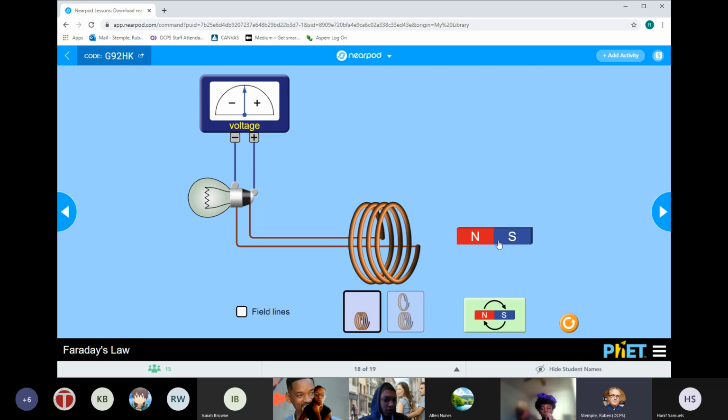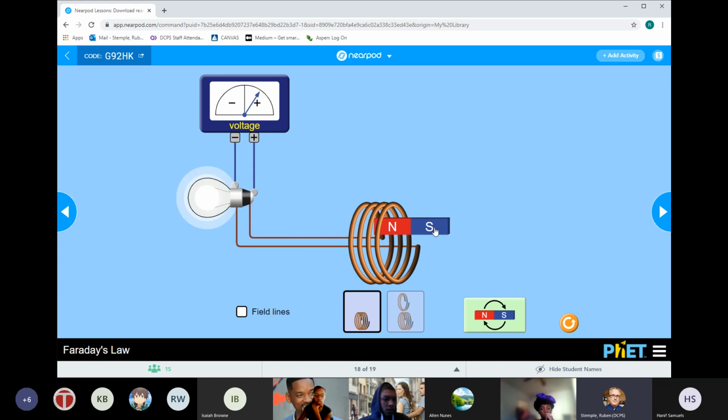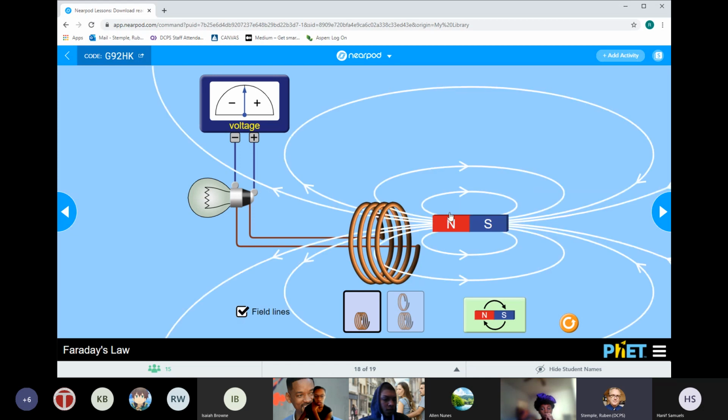So I have a magnet here that I can move around, this north-south magnet. And if I put it inside this electrical coil here, you can see that as I move it, it creates an electrical current through that wire. And that's because the magnetic field is pushing those electrons through the wire. So even without touching them, I can show you what the field lines look like. So this would be sort of the magnetic field associated with this magnet.